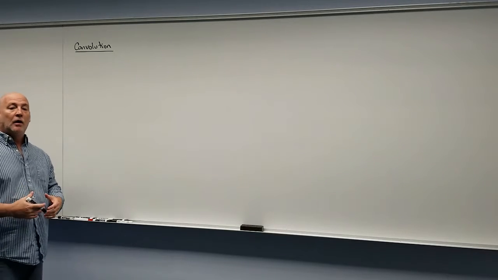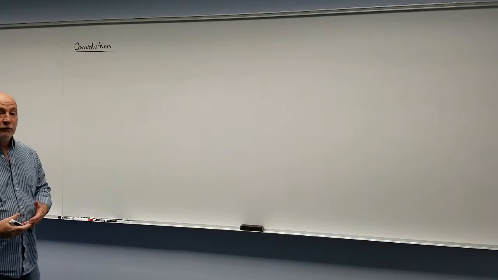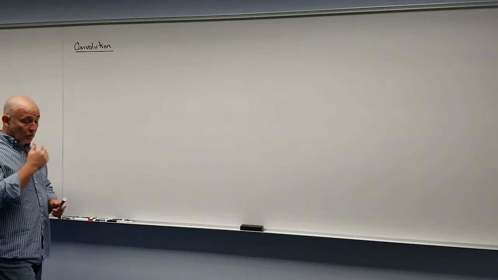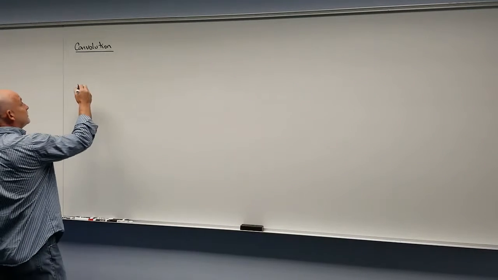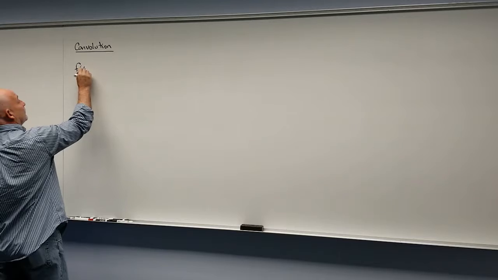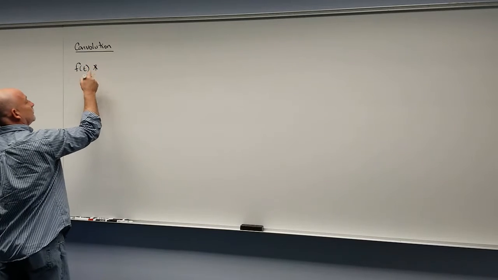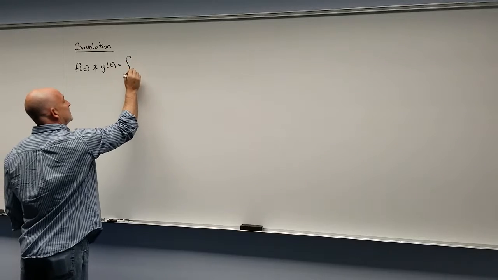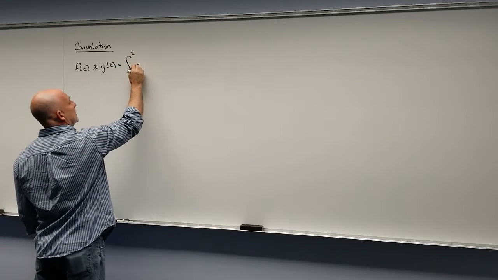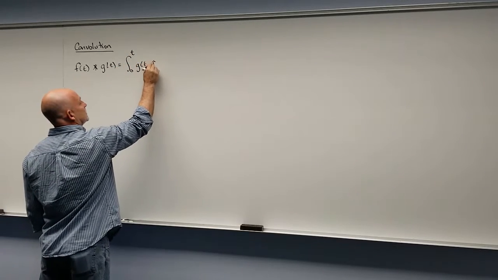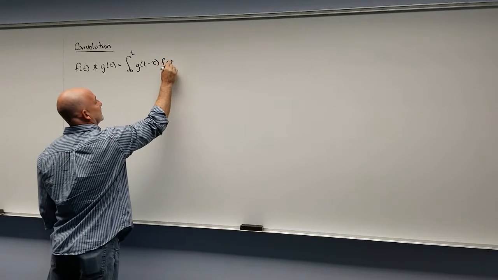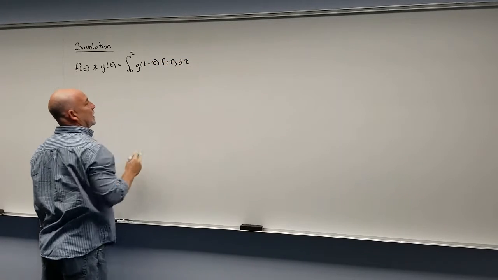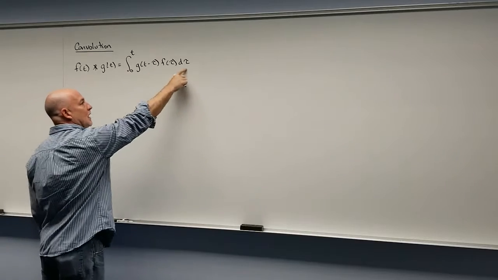Convolution is a new operator that is really helpful for finding inverse Laplace transforms. This new operation is defined like this. We have some f of t, and the operator we use is a little star symbol. f star g of t is defined to be the integral from 0 to t of g of t minus tau, f of tau d tau.